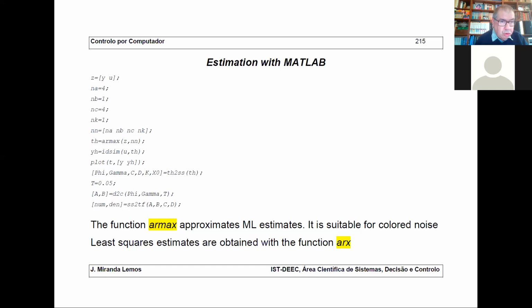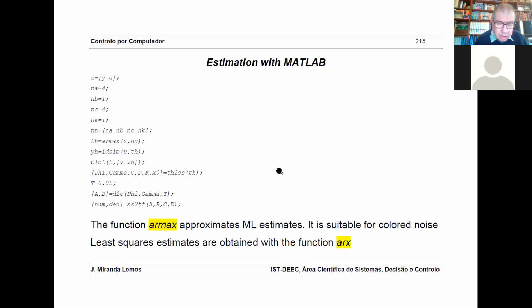If you want to do the estimate with least squares, use another function, which is arx. You see here, arx. If you replace armax by arx, then instead of having an approximation of maximum likelihood, you get least squares. That's the name of another function. Of course, in that case, you don't need to specify NC.